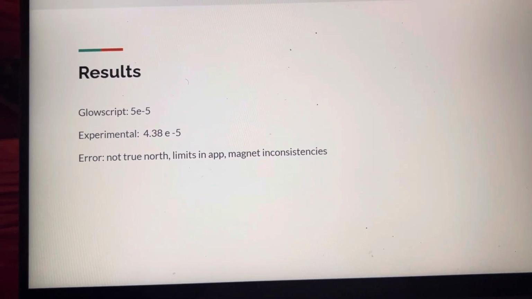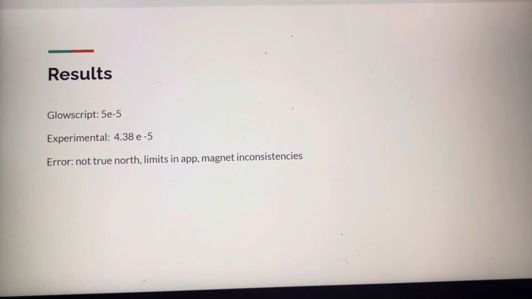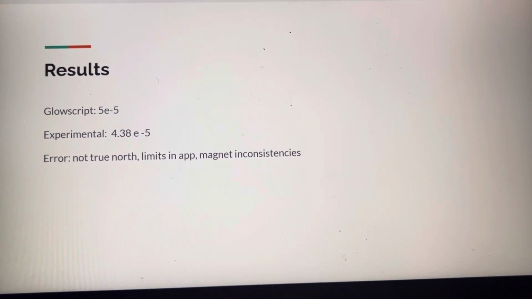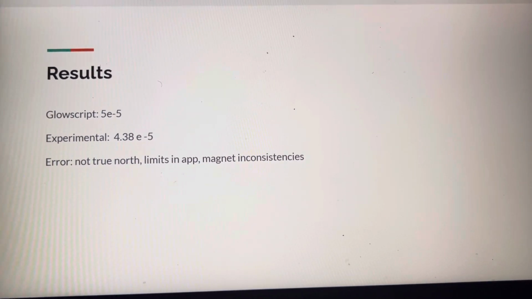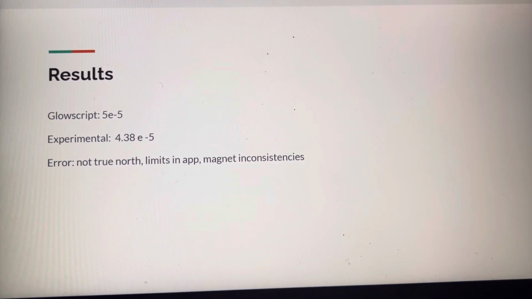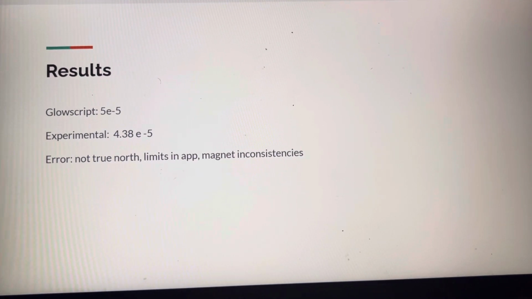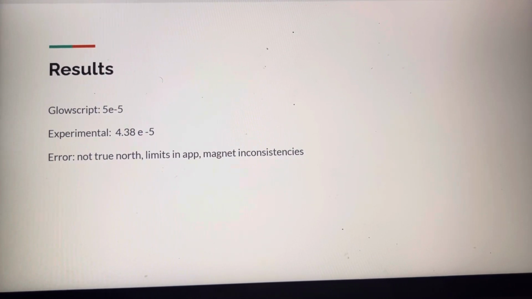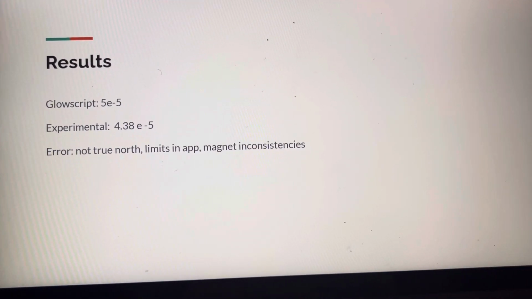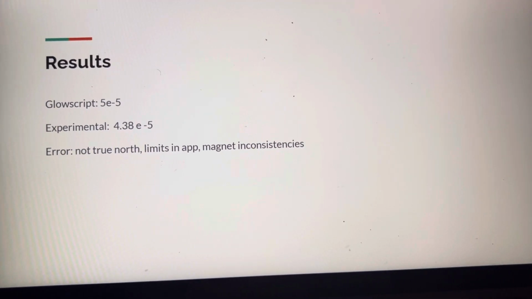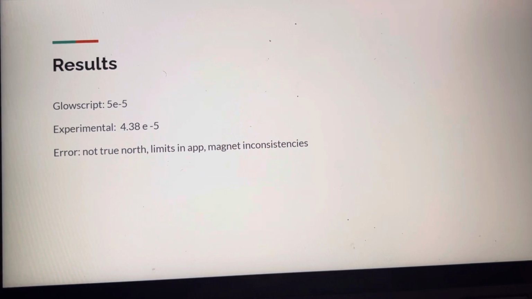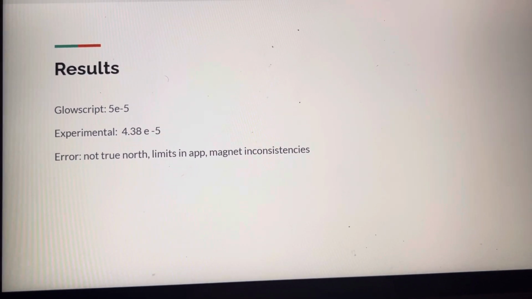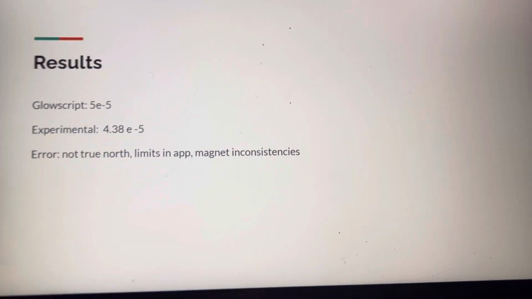Now for the results, the GlowScript got 5e to the negative 5, while the experimental got 4.38e to the negative 5, so somewhat similar results. There are some inconsistencies. For example, in the experimental, it may not have been exactly on the north, so the magnetic field of Earth could have contributed. The magnetometer itself could have been faulty within the app, and the magnet's distance could have been hard to register on the ruler due to errors in precision, specifically with the ruler.